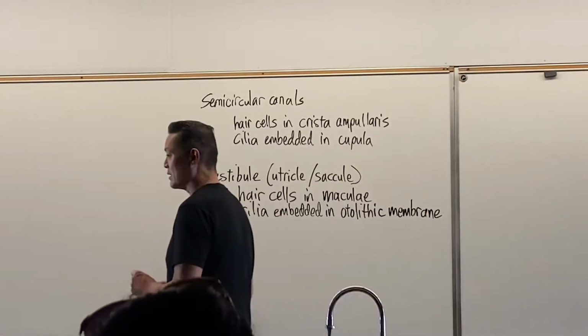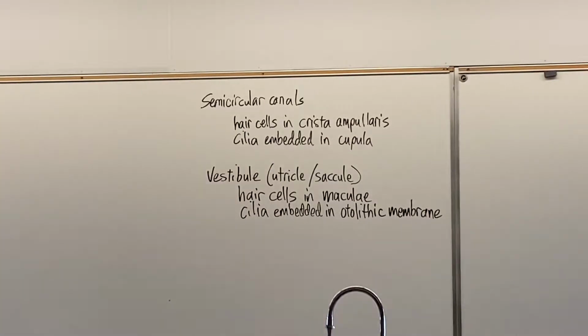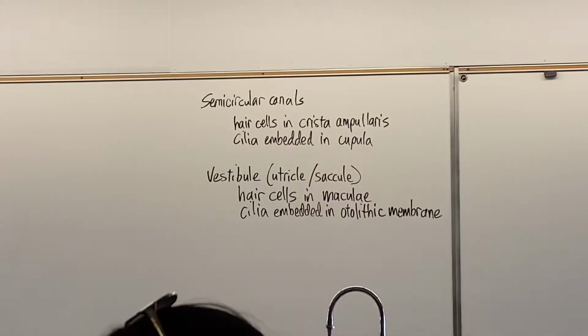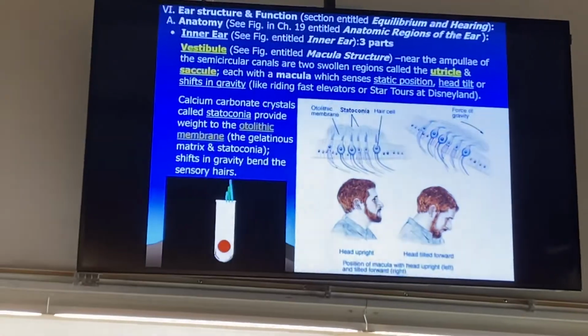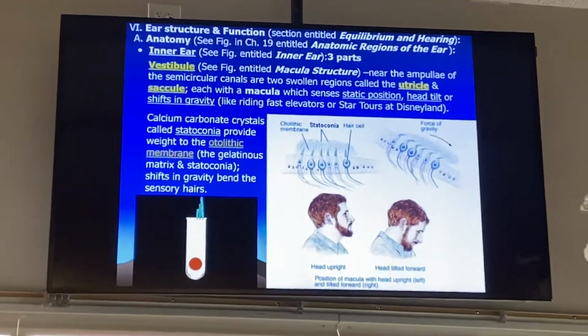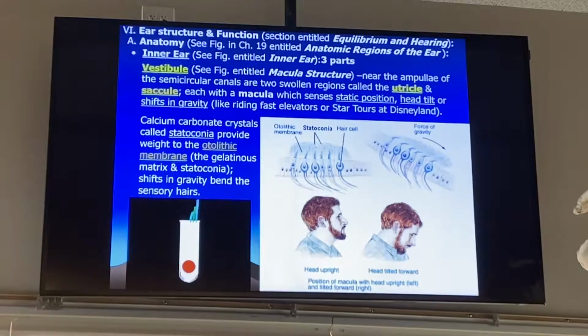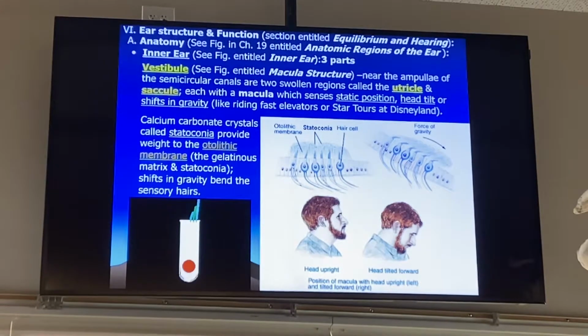Okay, all 3 regions are very similar in that they have hair cells. Here, the hair cells are located in a thing we call the maculae, and that's one of the microscopic images you need to know for the lab exam next week. Utricular macula, that's where the hair cells are. The cilia are embedded in this jelly-like membrane that has rocks in it. The rocks are called statoconia or otoliths. The rocks give this jelly-like membrane mass, some weight.